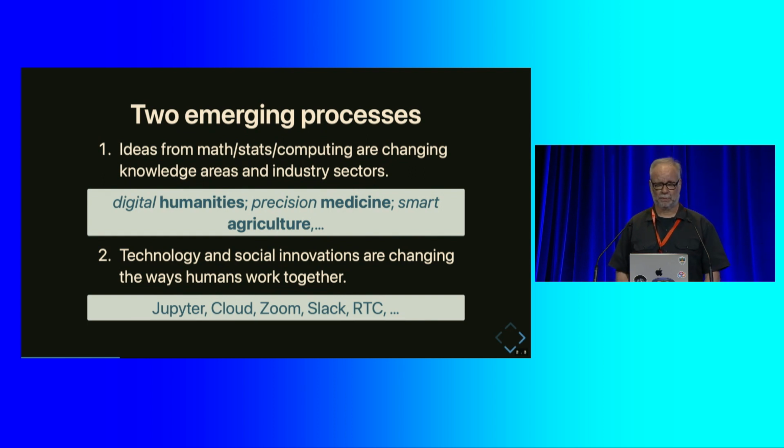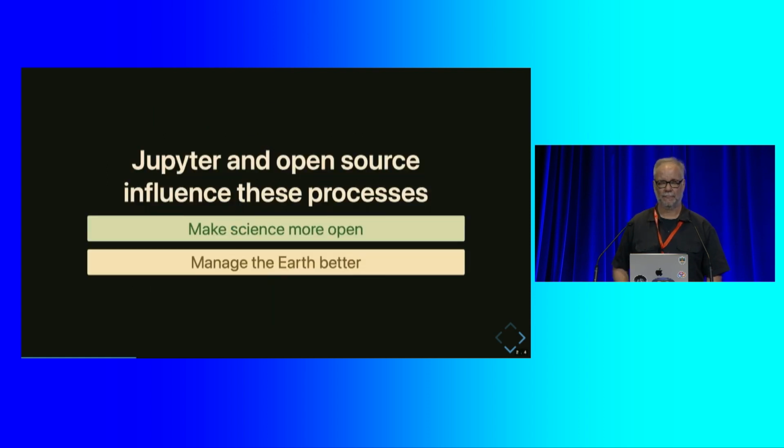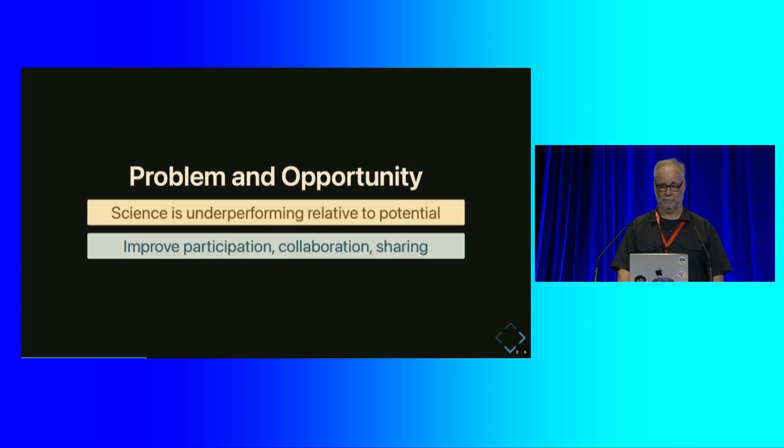There are 2 emerging global processes that I think are really exciting right now. Ideas from statistics, mathematics, and computing are changing knowledge areas and industry sectors. Take adjectives like digital, precision, smart, computational, and put them in front of nouns like agriculture, humanities, cancer, and you have whole new fields. And there's also a big change in the way that we work together, accelerated by the pandemic, that technology is changing the way that we work through Jupyter or Zoom or cloud computing, real-time collaboration. And I think that we can use these processes and influence them with open source ideas to make science more open and also to manage the Earth in better ways.